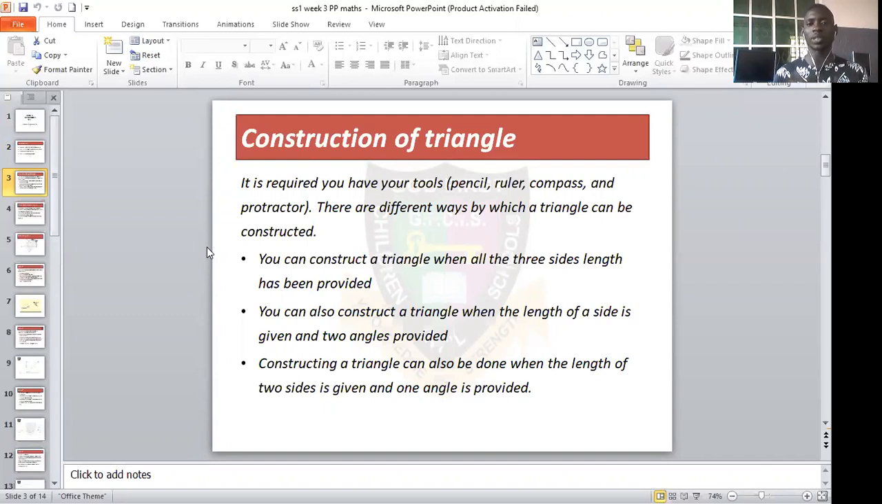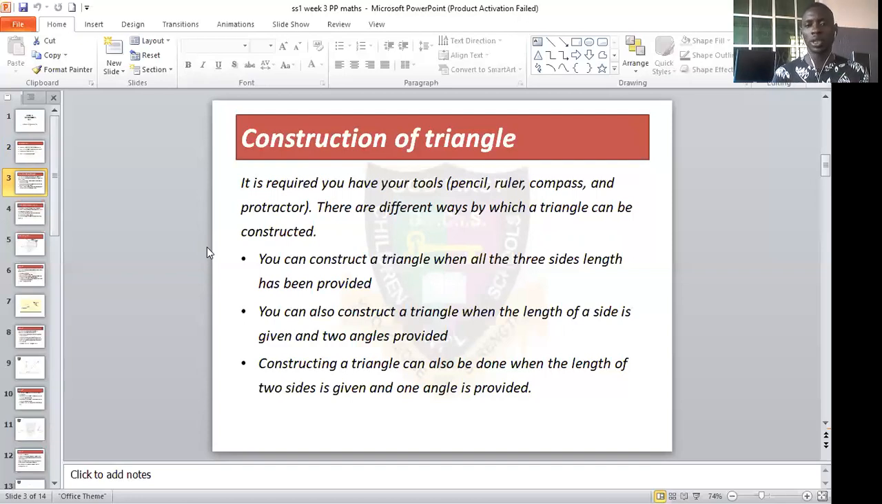Number 1, you can construct a triangle when all 3 side lengths are provided. Probably you want to construct a triangle labelled A, B, C, and you are given side AB to be this, side BC to be that, and side AC to be that. Then you can just pick your compass and pencil with the radius, so you measure and draw it.